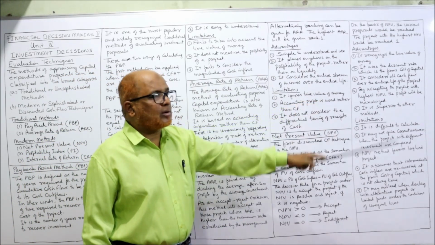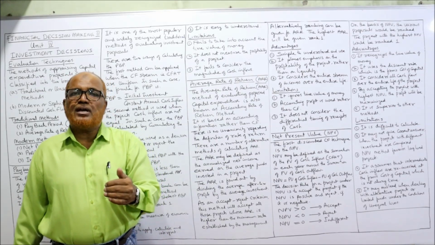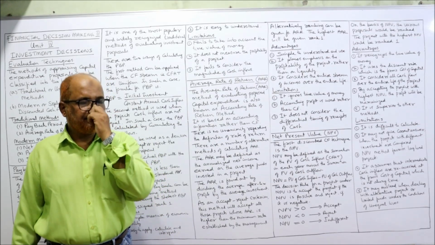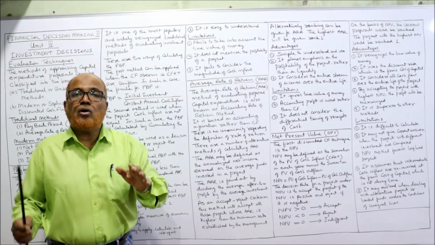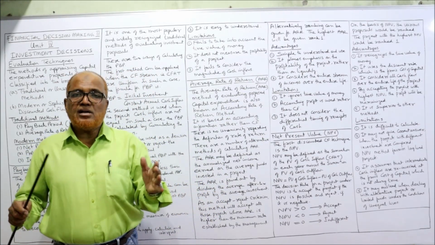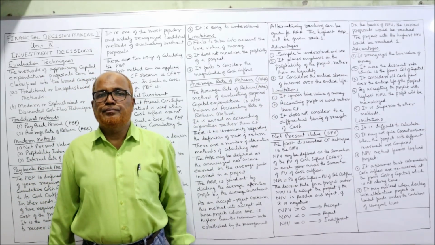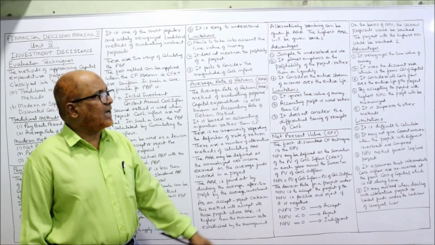It uses the discount rate, which is the firm's cost of capital. For discounting the future cash inflows, we need a rate. Which is the rate? The cost of capital of the company. That discount rate will be used for discounting the future cash inflows.